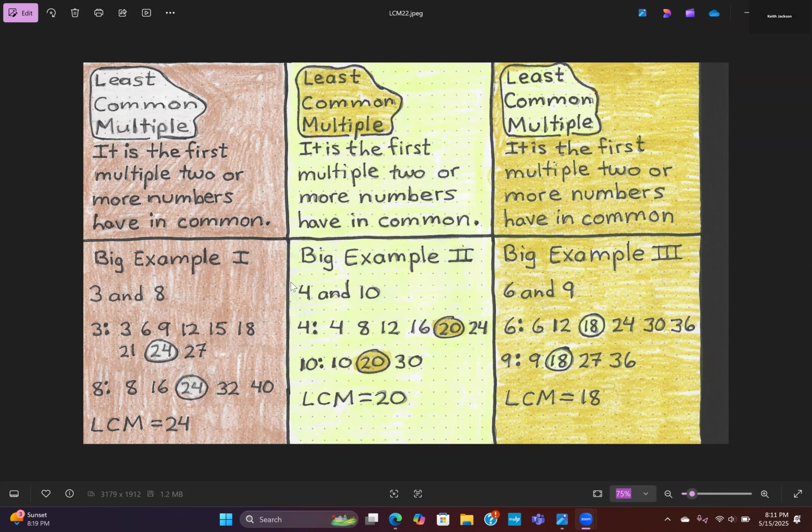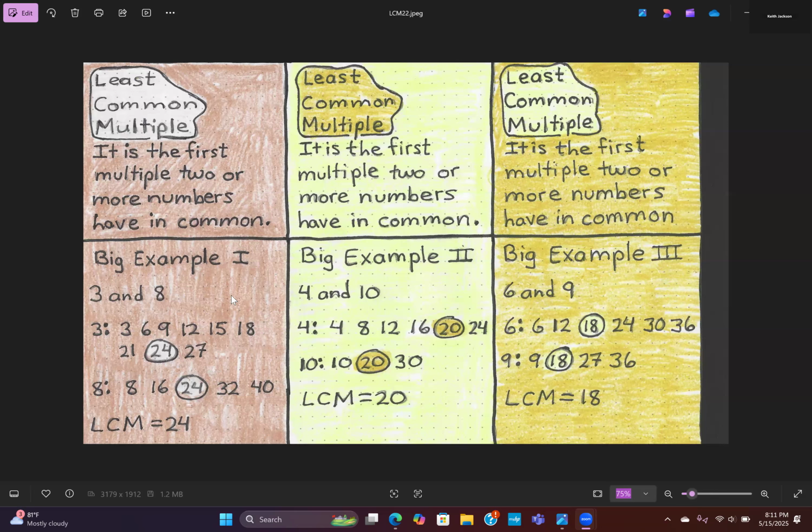The first big example is pretty easy because we could just go 3 times 8, and that will give us the least common multiple in this case, which would be 24. But sometimes if you multiply these two numbers, you may not get the least common multiple. You may get a multiple, but it may be way on down the line. The least common multiple means the first multiple that they have in common.